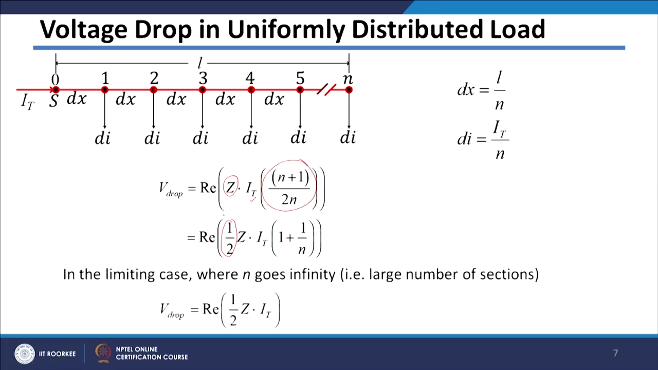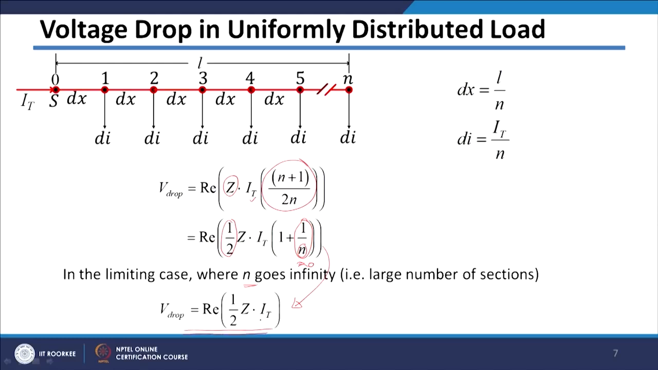In the limiting case where you take a large number of sections, or N goes to infinity, if N is large, this value will be very small. So, in that case this will be approximately equal to 0. So, if you do that, you will get this equation. So, the voltage drop will be the real part of 1/2 Z multiplied by your IT, the total current. So, this is nothing but your total voltage drop.